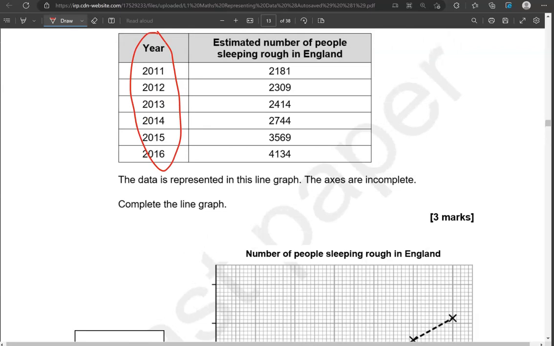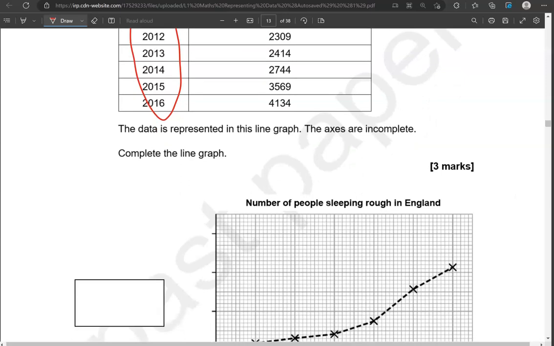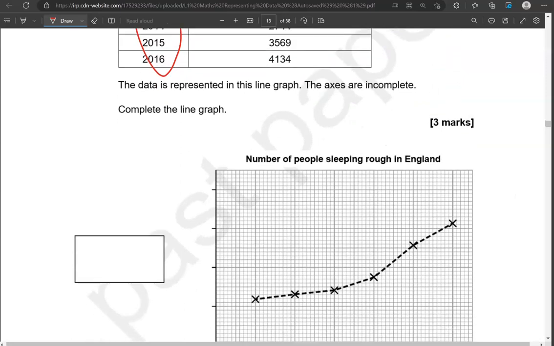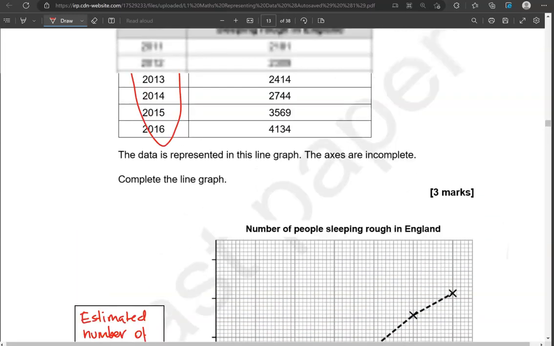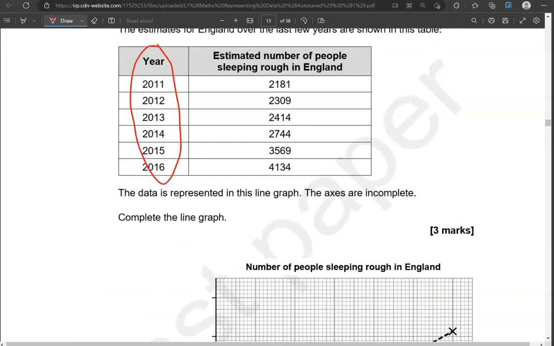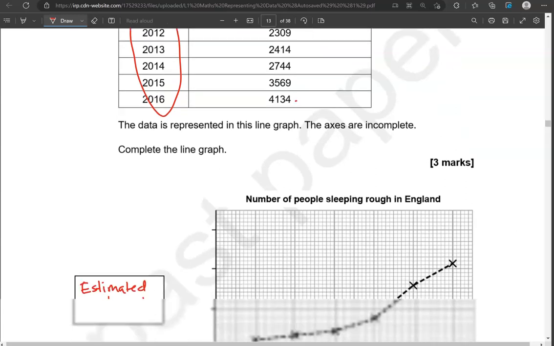Vertically, we'll show estimated number of people sleeping rough in England. So this will be estimated number of people. And we've got them going up to 4,134.